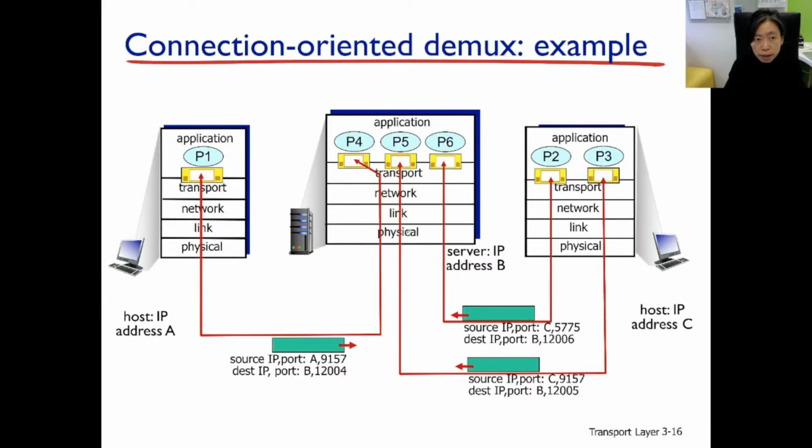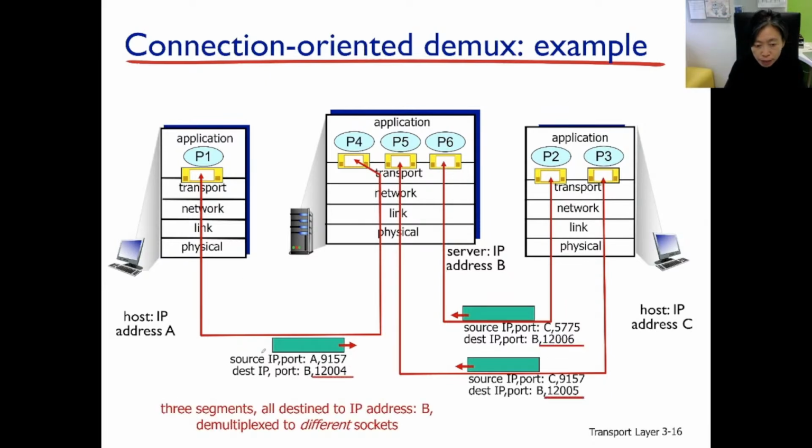Now let me use an example to illustrate and explain. So we have a scenario where we have three segments being sent from clients over here, A and C, to the server in the middle, B. So all three segments are destined to B, and they're supposed to be demultiplexed into two different sockets. Now, TCP sockets will be using a 4-tuple to decide. And what will be the 4-tuple? Well, source IP address, A, destination IP address, B, and what? Source port number and the destination port number. So these four values are going to be associated with this socket.